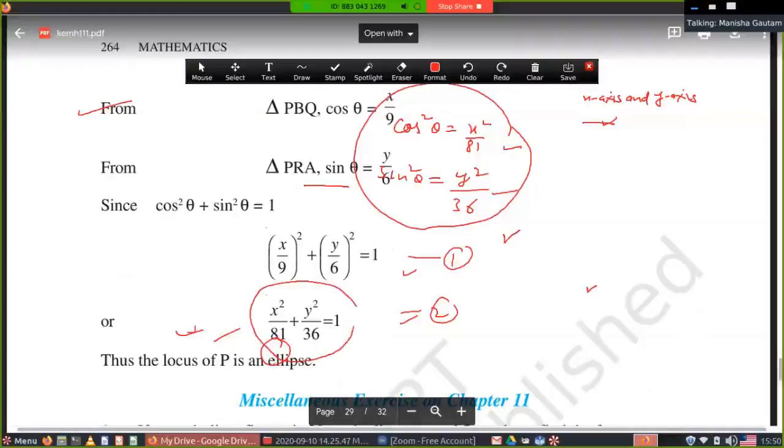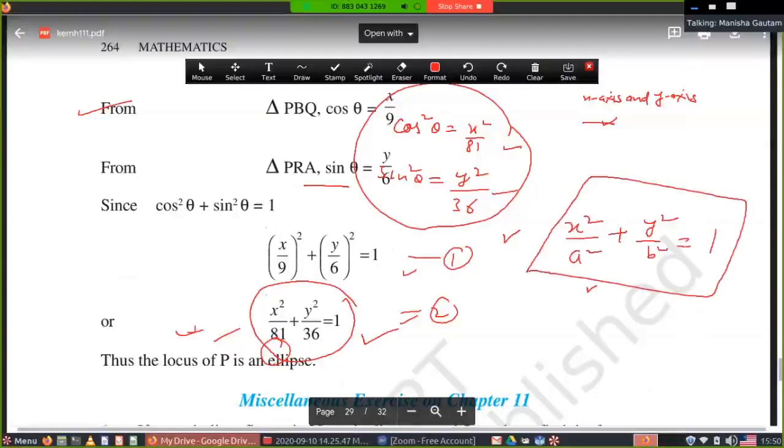Now you can observe this is the equation of an ellipse. As you know, the equation of an ellipse is x square upon a square plus y square upon b square is equal to 1. So this is the standard form of an ellipse, and you got the form which is like an ellipse. Okay, so the path traveled by the point P under the geometrical conditions given in the question is an ellipse. So these are the examples of the miscellaneous exercise of chapter 11.